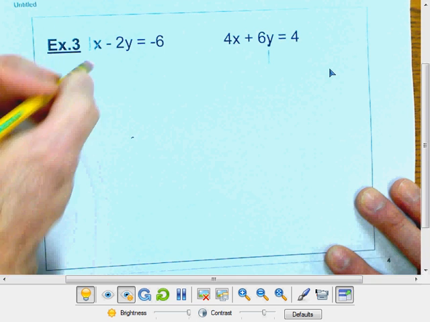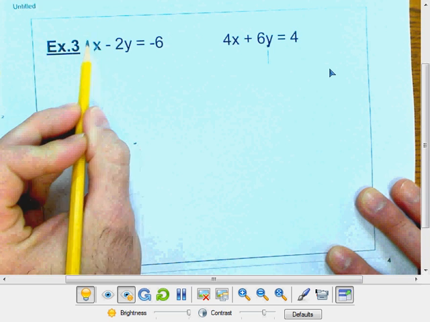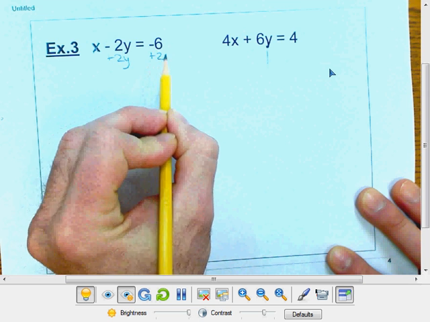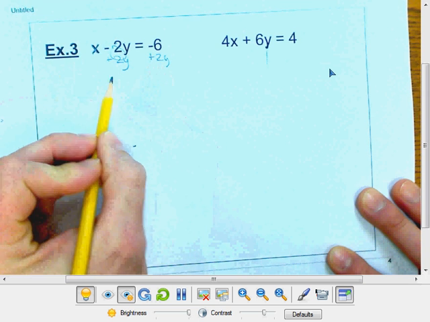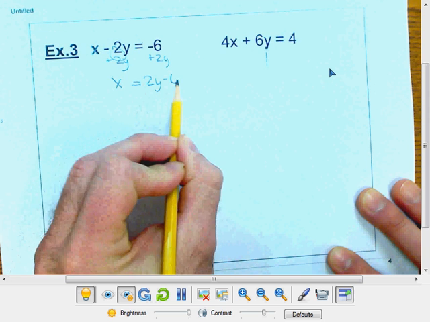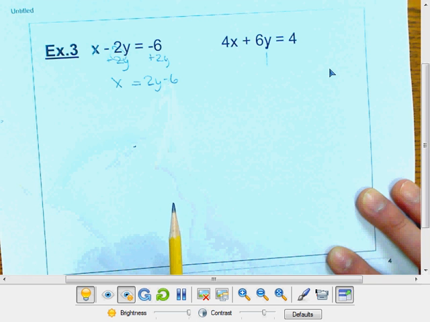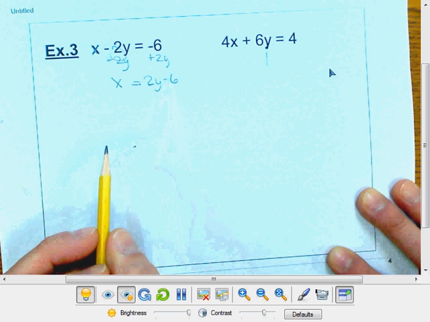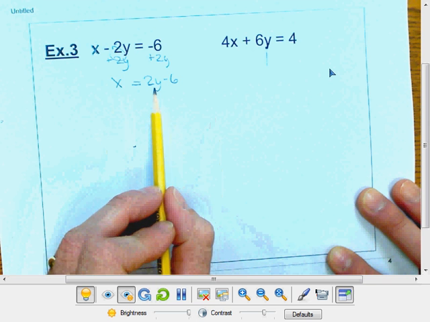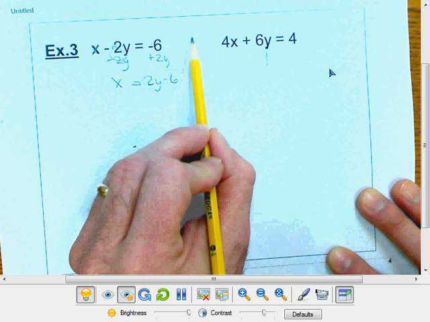So to show you what we're talking about, as I start working here, I'm going to solve this equation for x. Since it's got a coefficient of 1, I'm going to add on 2y here, add on 2y here. That zeroes out, and now I have that x equals 2y minus 6. And I don't have to go through and show dividing by a number. These are just going to stay 2y and negative 6. At this point, once I've got it solved for x, this can now be brought over to the other equation and substituted in.